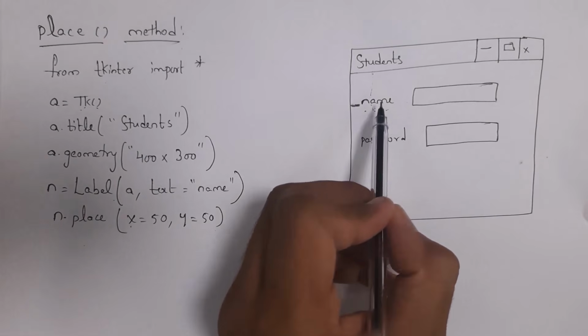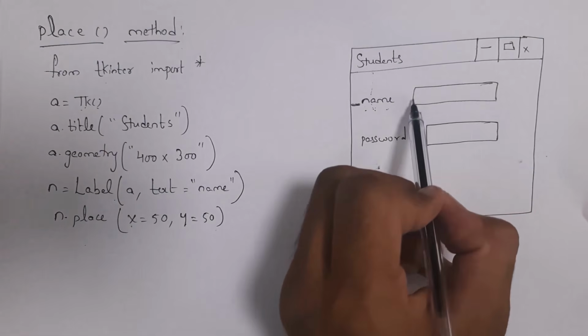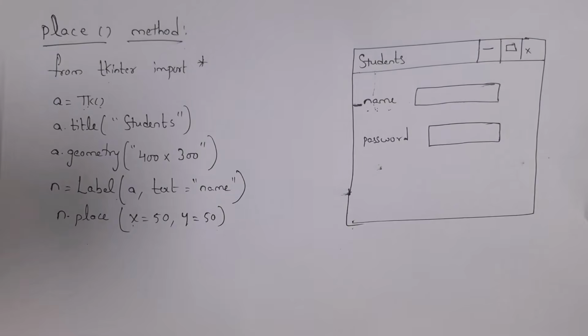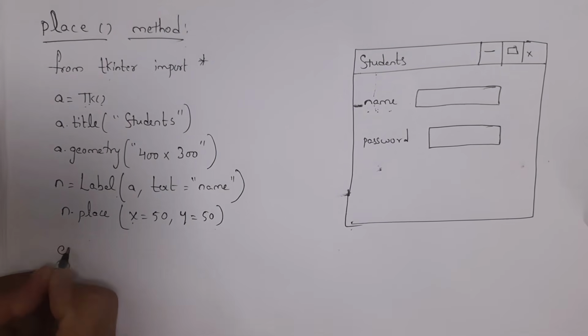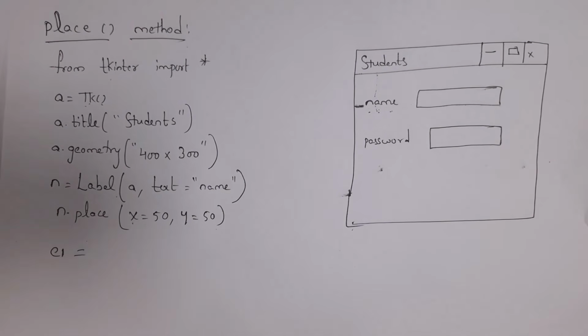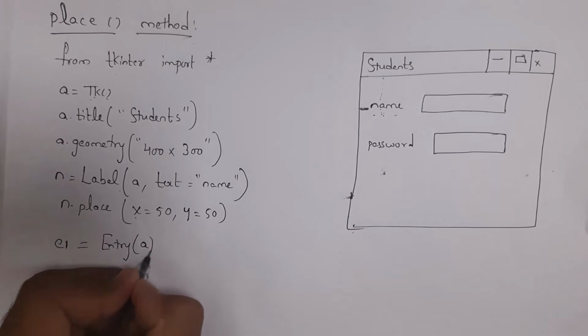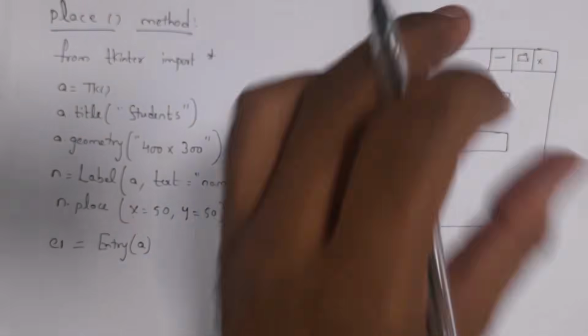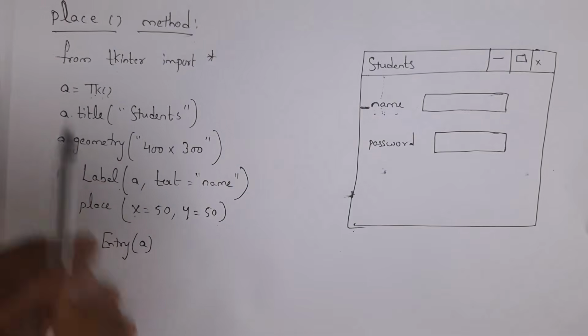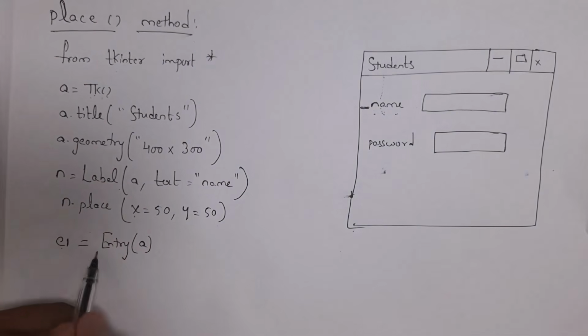Similarly, next I want to place one entry box beside the name. Again write here, you can take any variable name. I am placing the entry box, so I am taking the variable name as e1. e1 equal to, I want to create an entry box. So just write entry, and inside entry write a, because I am creating the entry box inside the window. My window is present in variable a. So write e1 equal to entry.